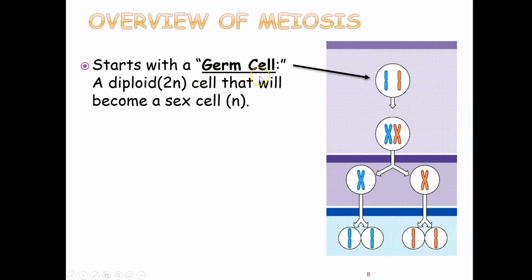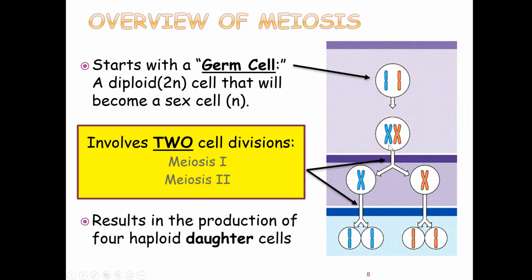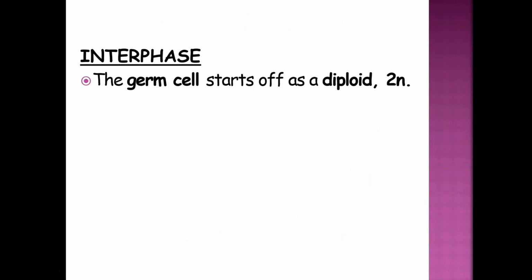It starts off with a germ cell. The germ cell is diploid in number. Then there are two divisions in meiosis: meiosis 1 right over here, and then meiosis 2, and eventually those two divisions result in the production of haploid daughter cells, which have half the number of chromosomes as the original, after the first meiotic division.